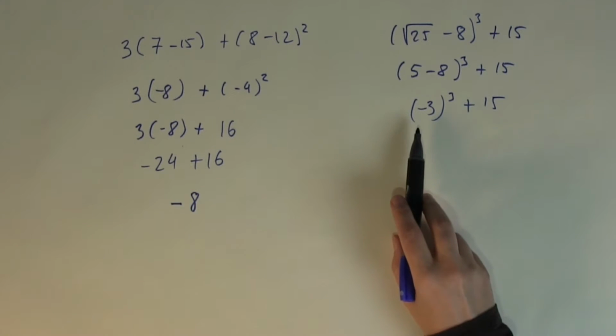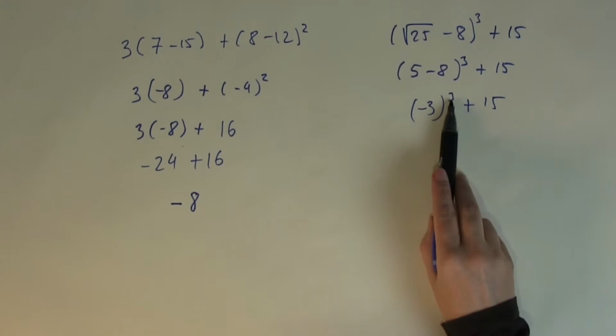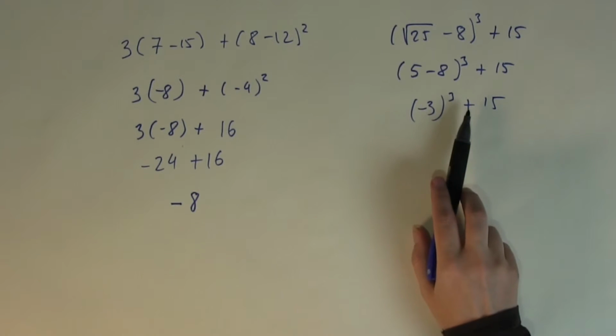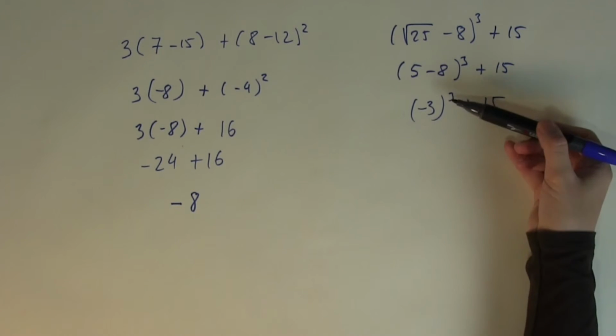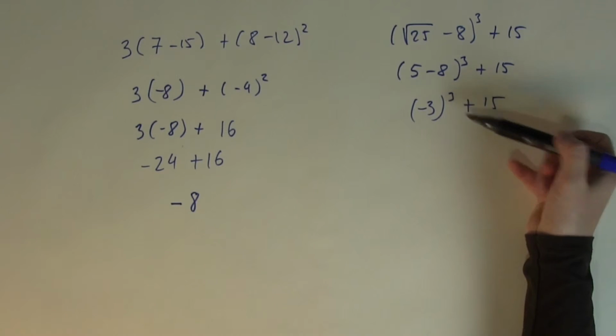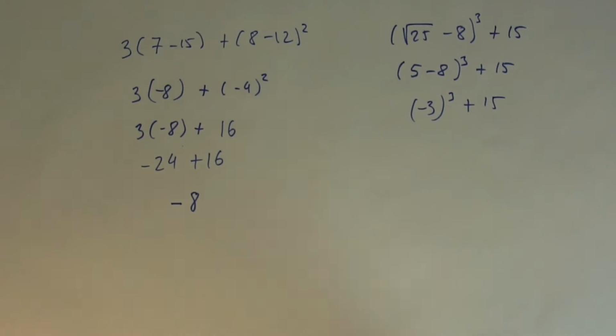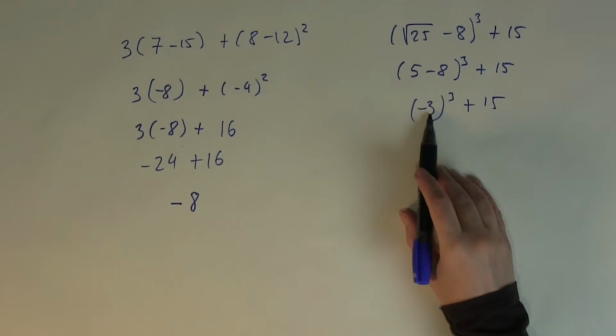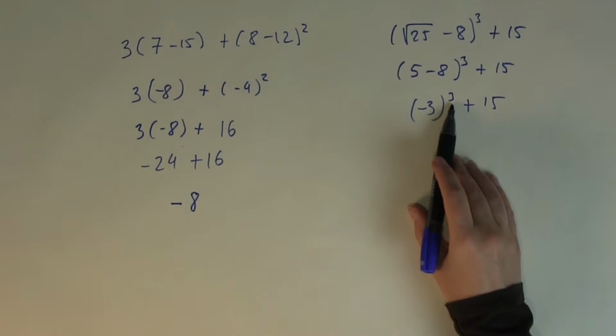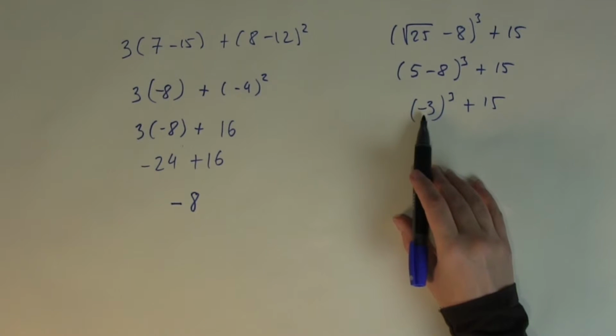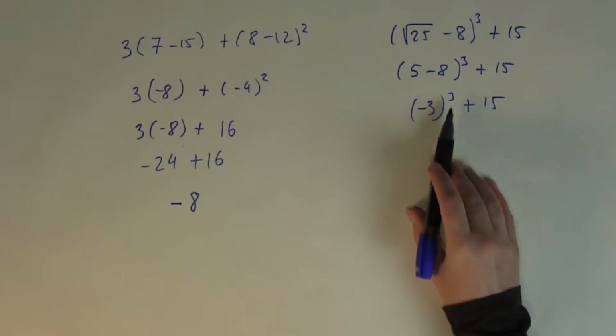So the calculations I am left with are taking the cube and adding. Out of the two operations, taking the cube is a higher operation, so that's the one that I need to carry out next. So negative 3 to the third power, or cube, means that I need to multiply the negative 3 by itself 3 times.